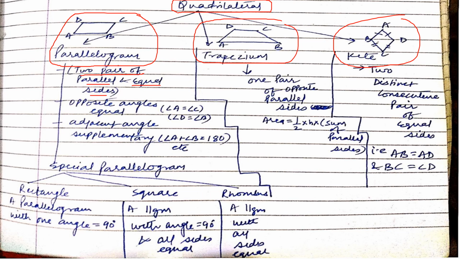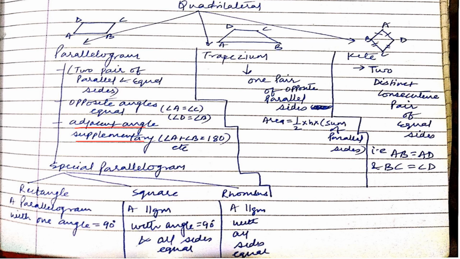So you can say this AD and BC, the first pair, which is equal and parallel, AB and CD, the second pair, which is equal and parallel. Second property of parallelogram is opposite angles are equal. So you can say here angle A, which angle is opposite to angle A? Angle C. So A and C are equal, B and D are equal. Okay. Now, third property is adjacent angles are supplementary.